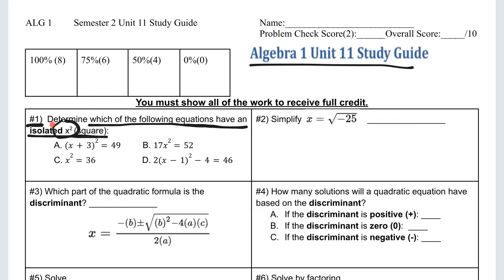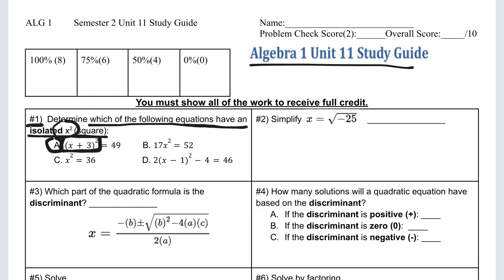What we're looking at is the factor squared isolated. In choice A, there's no coefficient and there's no adding and subtracting of a constant. Therefore, A is isolated.